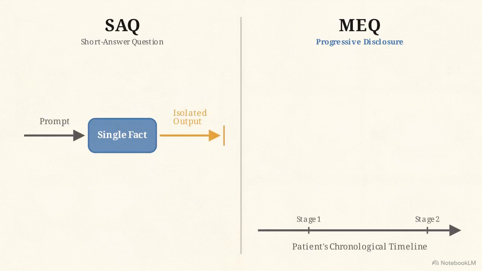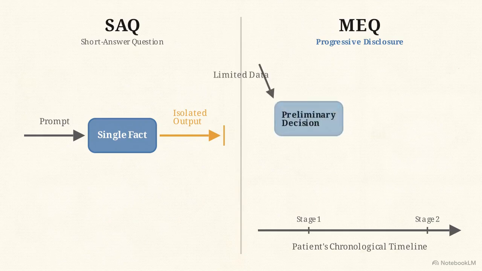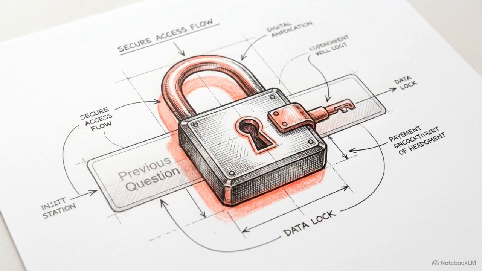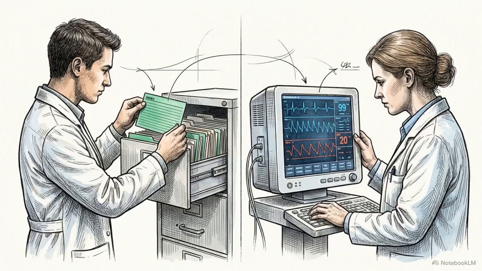The MEQ uses progressive disclosure following a patient's chronological timeline. Stage 1 requires a preliminary decision from limited data. Stage 2 reveals new complications, forcing students to adapt their initial plan. This sequence is strictly secured. Students cannot use backward cueing or retrospective hindsight to go back and correct their earlier reasoning. While an SAQ tests if a student possesses a fact, the MEQ tests the process of how they manage evolving data and ambiguity over time.